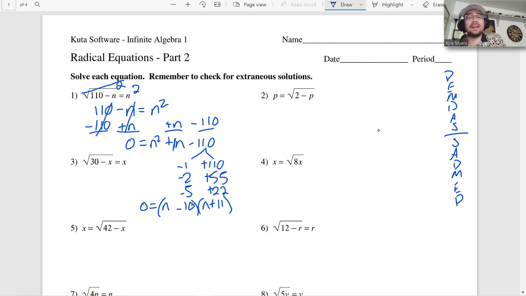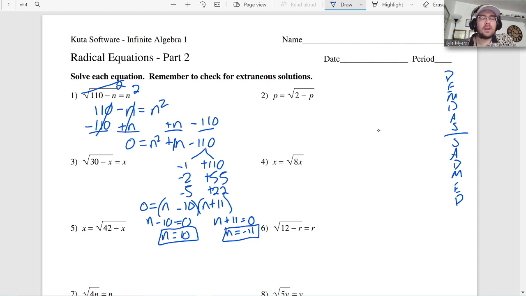So either n minus 10 is 0, or n plus 11 is 0. That's the only way. It could be either one or both. That's why we're using both of them and setting them both equal to 0. If either of those things in parentheses is equal to 0, then it multiplies by any other number and gets 0. So that means that n, if I add 10 to both sides, n is 10, and n is also negative 11. Okay, those are my two answers.